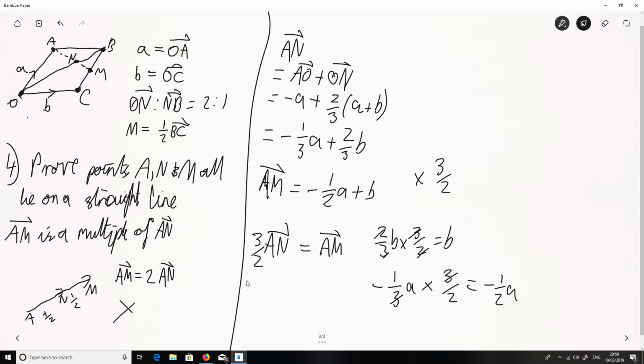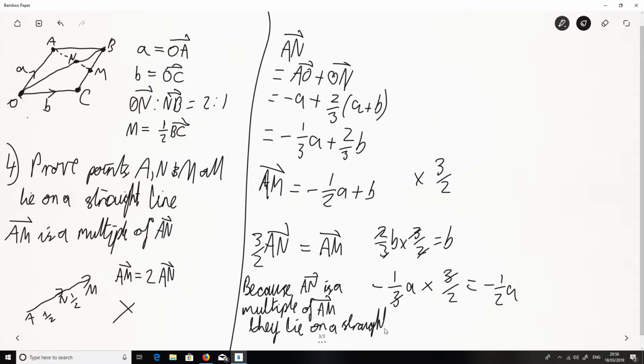So because AN is a multiple of AM, they lie on a straight line. Because as I mentioned before, it means that the two vectors AN and AM are parallel. So it means they lie on one long line, AM. And that is the way you prove it.